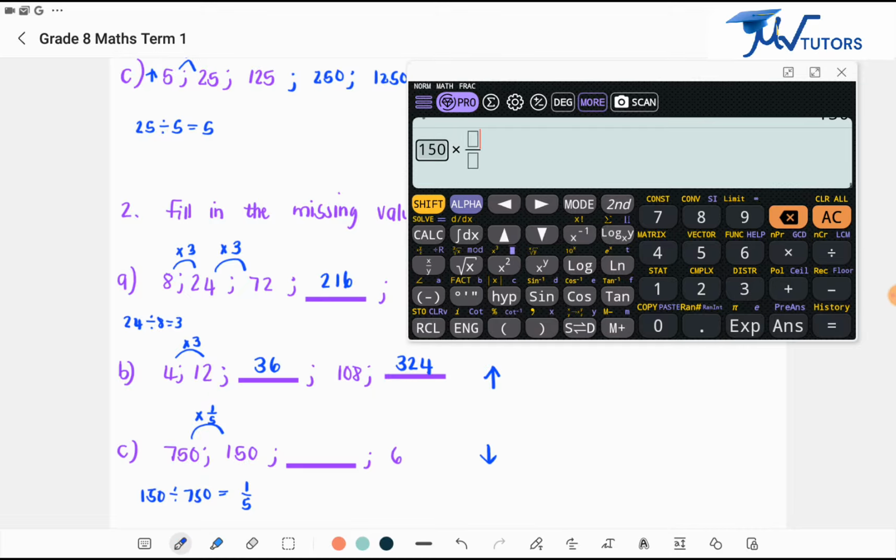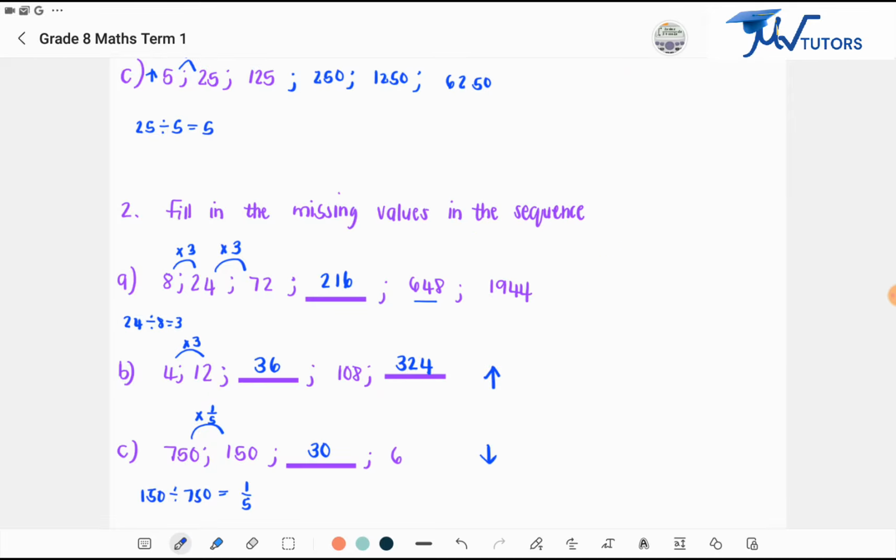150 multiplied by 1/5 is 30. And 30 multiplied by 1/5, that is 6. All right. And that's basically it. We have filled in the missing values.